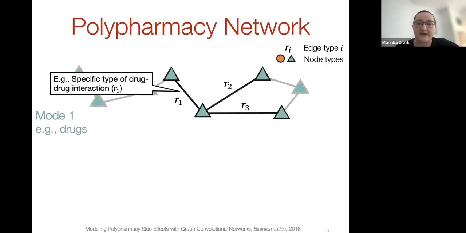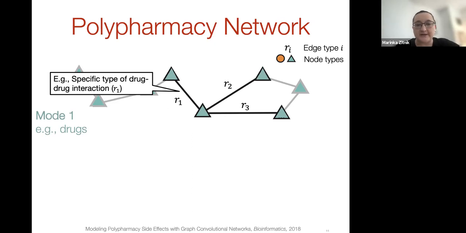And so that knowledge graph had information about drugs. So every triangle node here is an approved drug in the US. 2 drugs are connected by an edge of type R1 if there is known information that when patients take the drugs encoded by the endpoint triangles together, then a specific type of side effect, R1, occurs with certain probability in patients. And that side effect is due to that pair of drugs acting together.